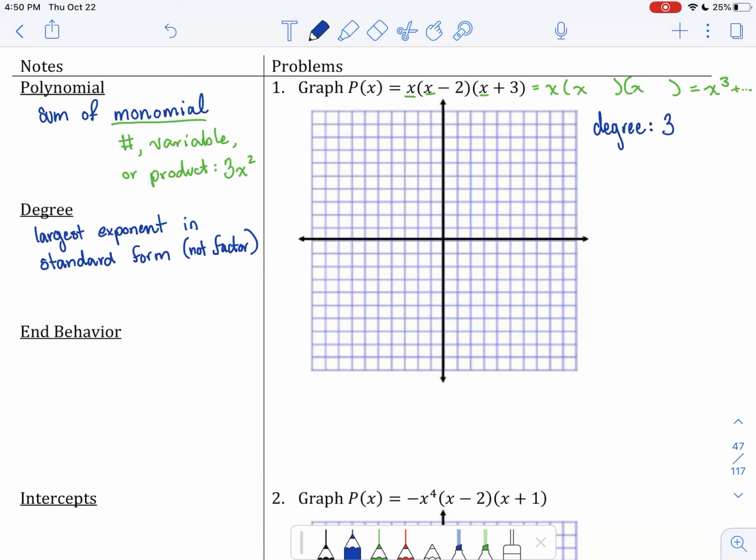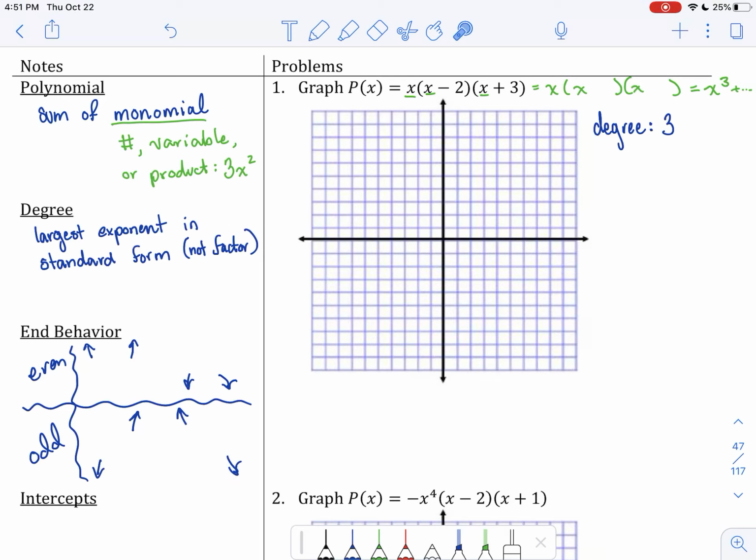Now, the degree is important because it affects what's called the end behavior. So what happens to the graph at the end? For a parabola, for example, the end behavior is that they always end up either both pointing up or both pointing down. This is how a parabola works, and that's because a parabola has an even degree. If it's an odd degree, either there'll be one pointing down like this, or it'll be in the opposite direction, and there'll be some sort of wiggling in the middle.